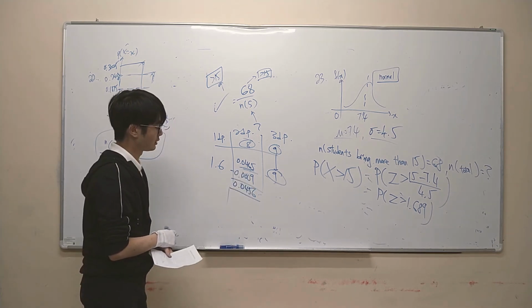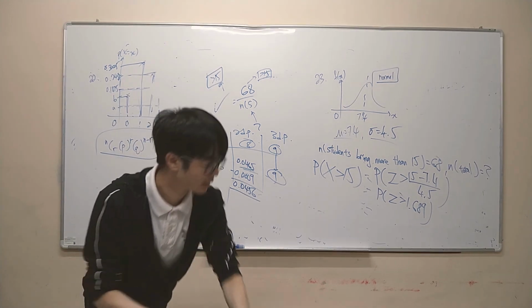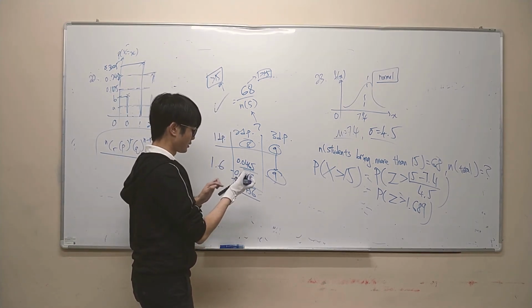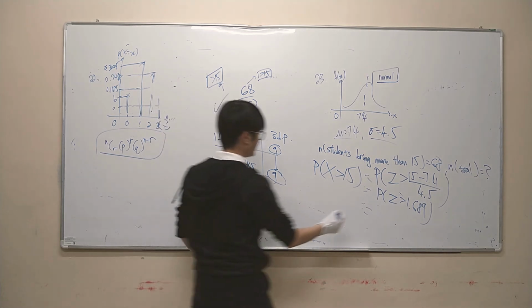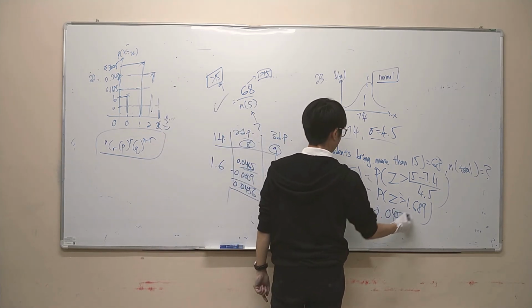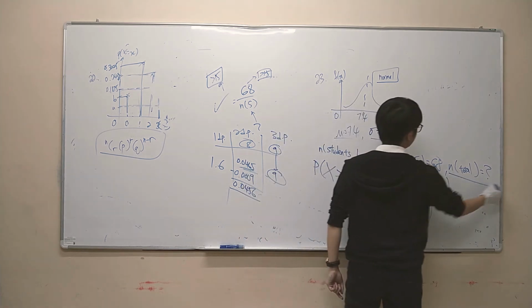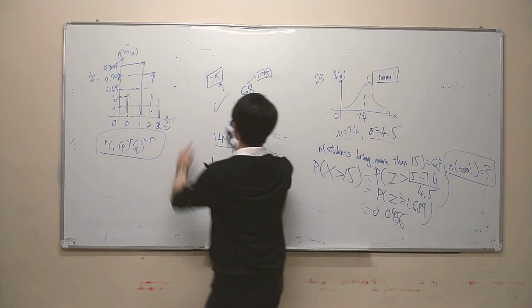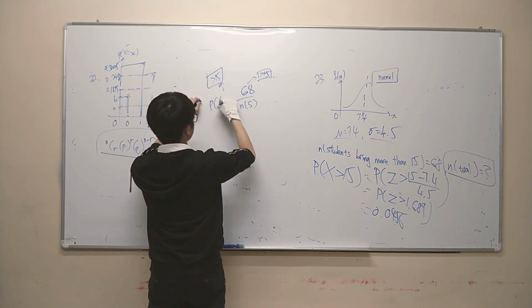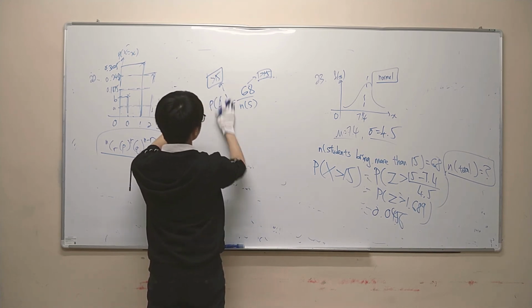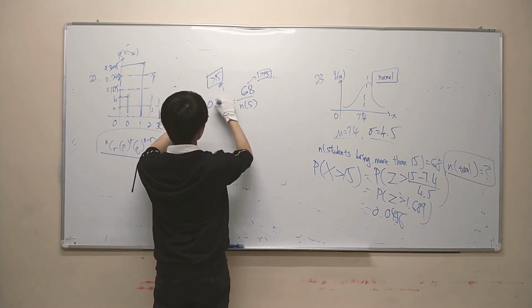Okay, so double check. Yes, correct. So this is the answer, 0.0456. But this is not the final answer, because they want to find the number of total students. So remember the formula I showed you just now. This is the probability of A, so the probability now is 0.0456.